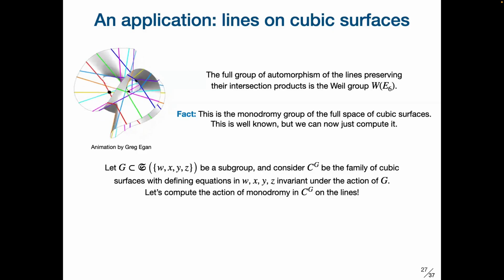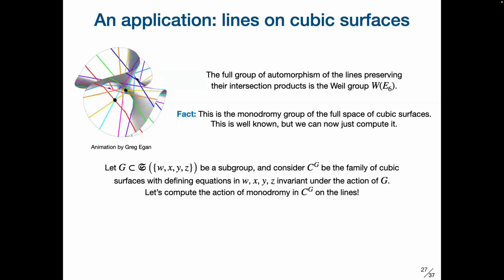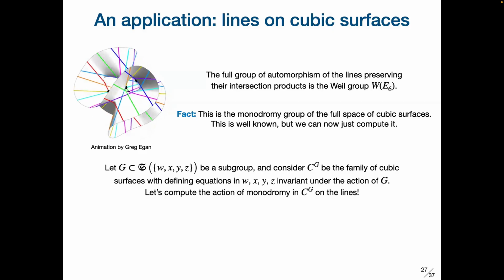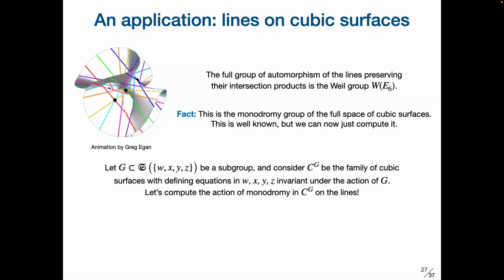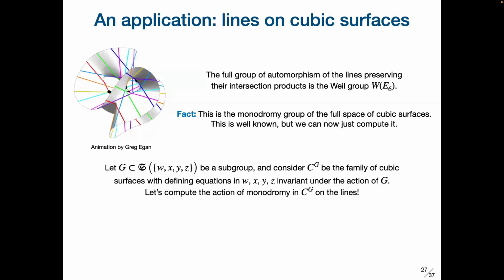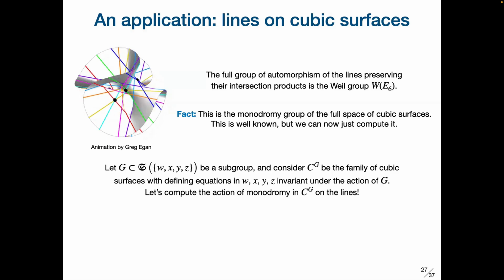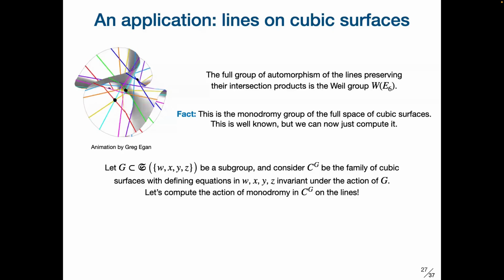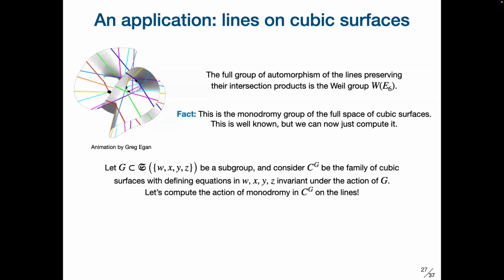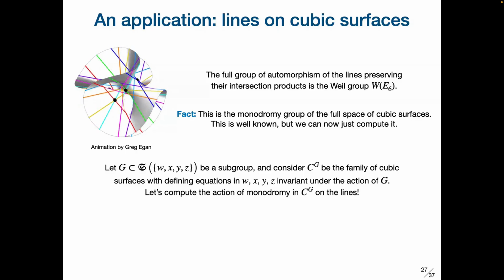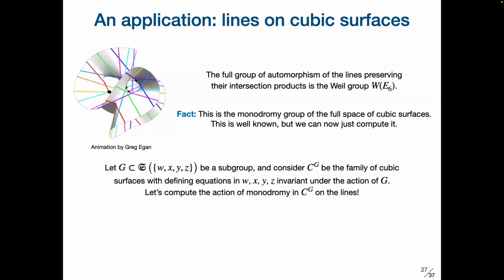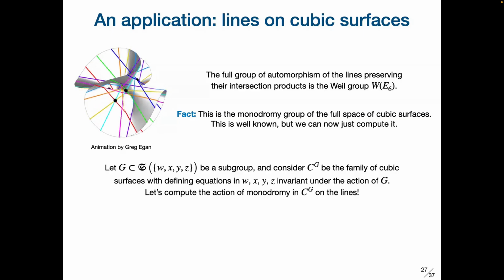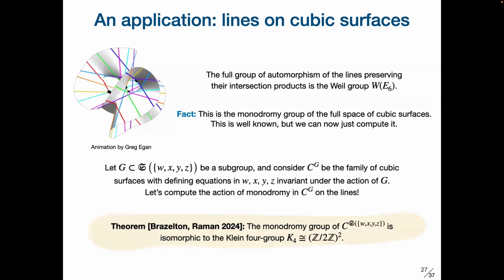which is that now instead of considering all possible cubic surfaces, you're going to consider cubic surfaces which have defining equations that are invariant under some symmetry action. So for example, you could ask what happens if now I only look at cubic equations which are invariant under transposing and any permutation of the variables.